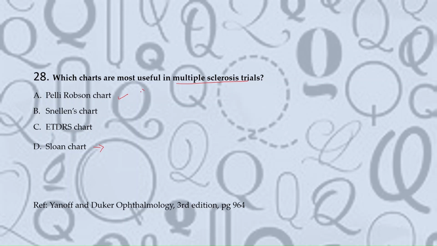Pelli-Robson chart is usually used for contrast sensitivity. Snellen's chart is used for visual acuity testing, and ETDRS chart uses logMAR for visual acuity testing and is usually reserved for diabetic retinopathy evaluation. So the right answer here is Sloan chart.